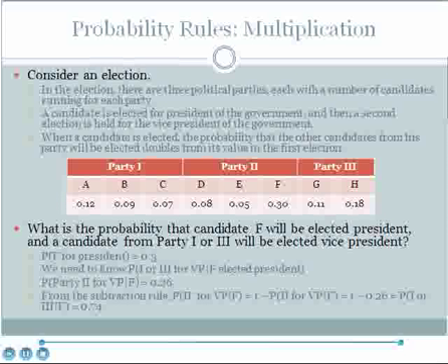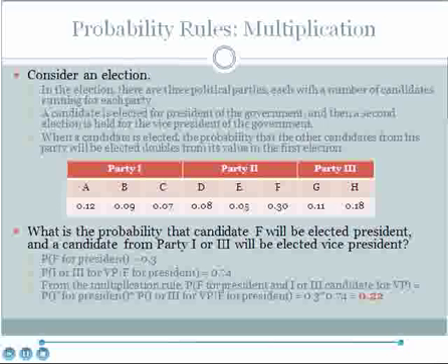By the subtraction rule, the probability of a candidate not from Party 2 being elected, given that candidate F has been elected, is equal to 1 minus the probability of a candidate from Party 2 being elected for vice president given F, or 1 minus 0.26, which is equal to 0.74. This is equal to the probability that a candidate from Party 1 or 3 will be elected.